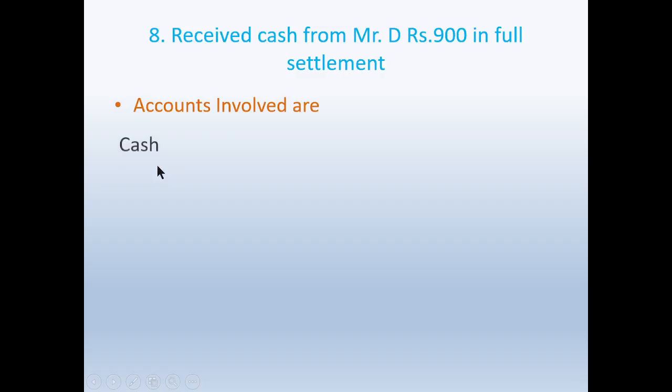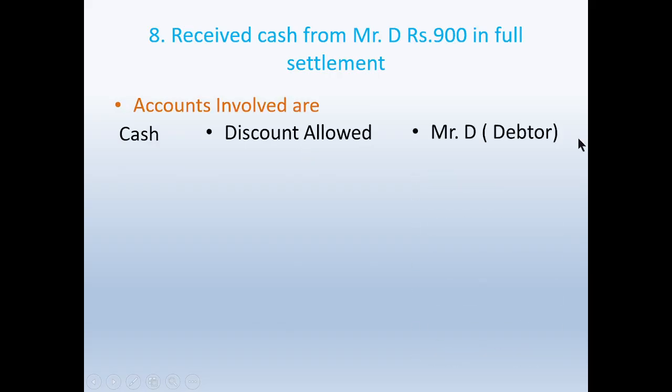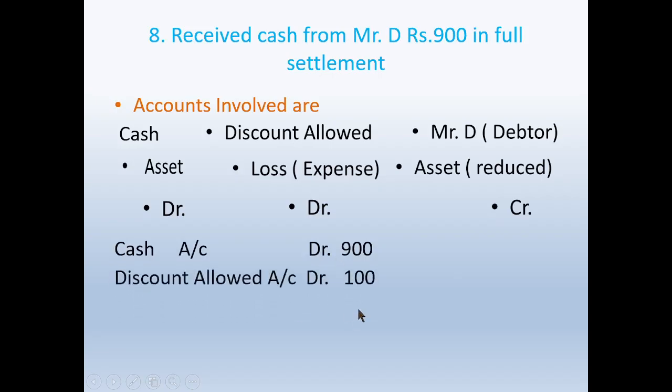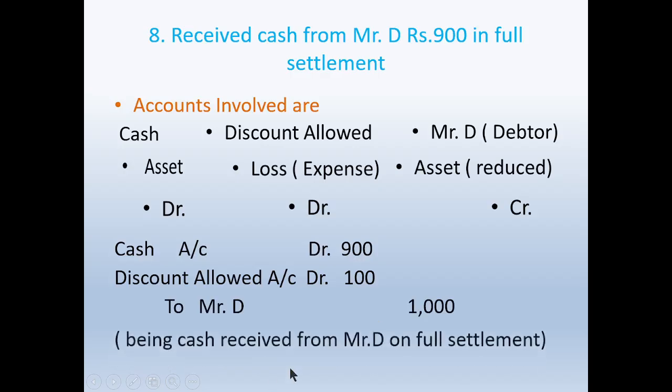So accounts involved are cash. Cash received how much? 900. Discount allowed how much? 100. And Mr. D is debtor. So cash is an asset, received, so it's a debit balance. Discount allowed, it's a loss to the business, so debit balance. Mr. D, asset, but it's reduced, he paid the money, so credit. How to write the journal entry? Cash account debit 900, discount allowed account debit 100, to Mr. D 1,000, being cash received from Mr. D on full settlement.